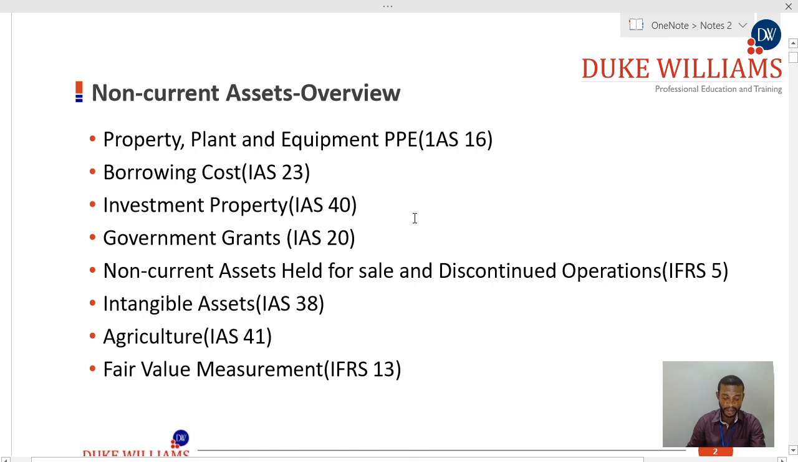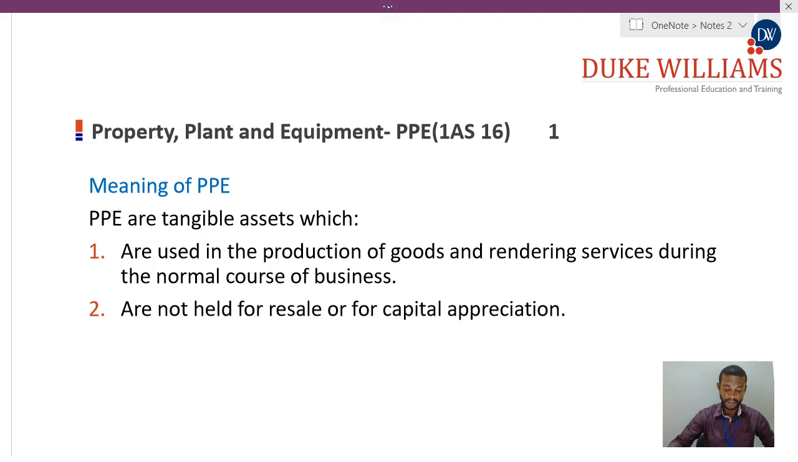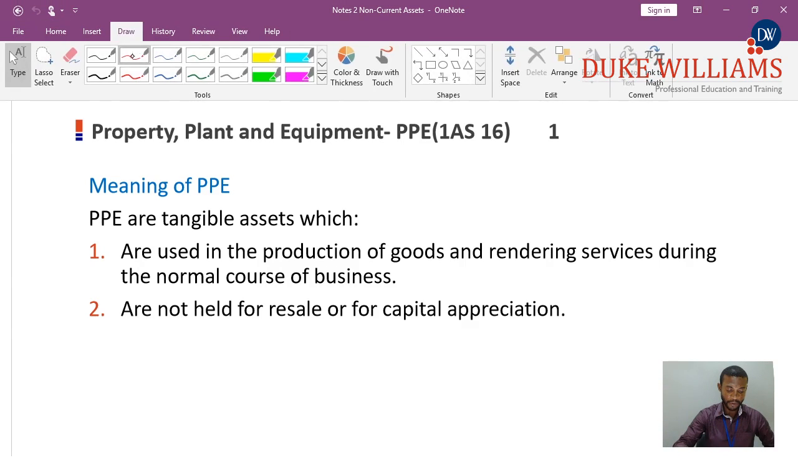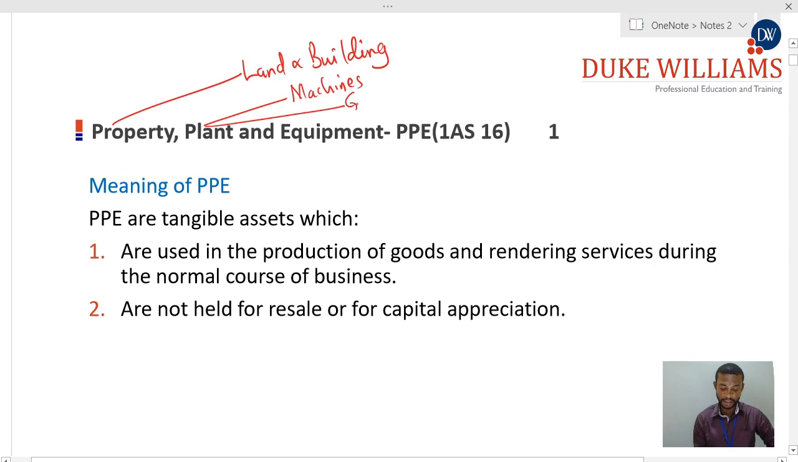So to start with right away, we look at PPE, property, plant and equipment. Now, let's see the breakdowns of this one. For property, plant, and equipment, for example, if you say property, you mean land and building. Now, if you say a plant, it could mean machines for production. So, we have machines. Plant could mean generators. Again, plant could mean we have a motor vehicle.